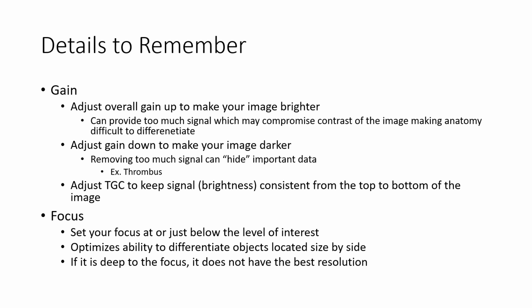You also have a TGC, which, now our overall gain that we just talked about is going to adjust every echo on your screen to the same degree. However, your TGC, or time gain compensation, is the little row of gain adjusters, usually to the side of your console. These gain adjusters allow you to increase or decrease your gain from top to bottom of your image to keep it of equal brightness. So most of the time you're turning up your gain at the bottom and down at the top, and that compensates for your overall loss of beam intensity as it goes through the patient.